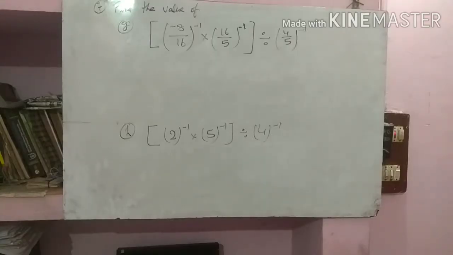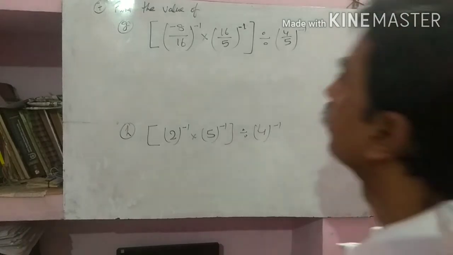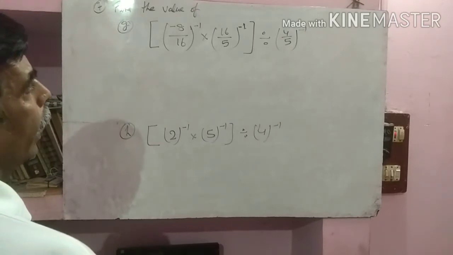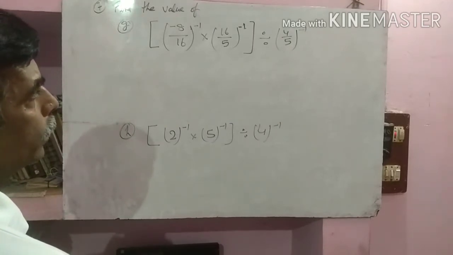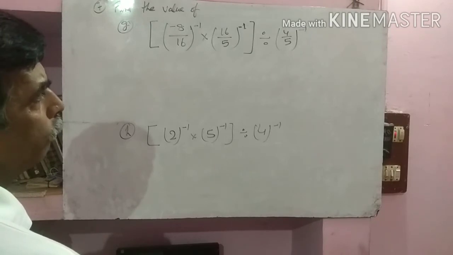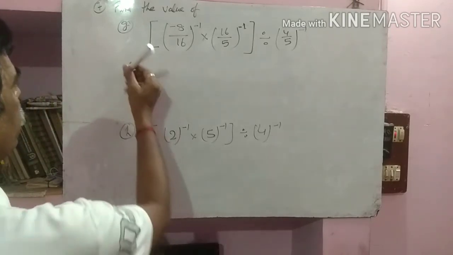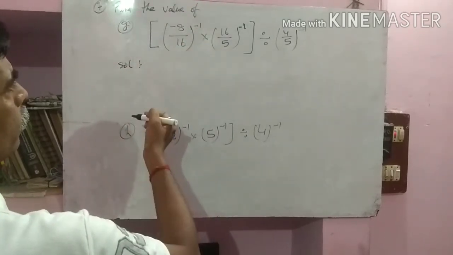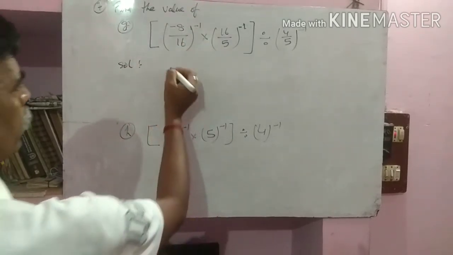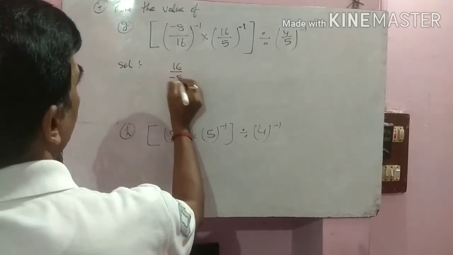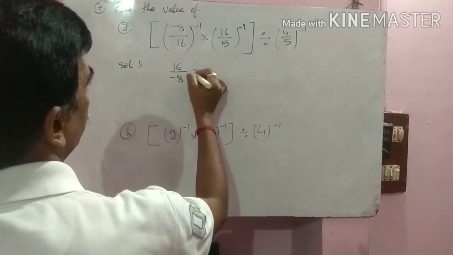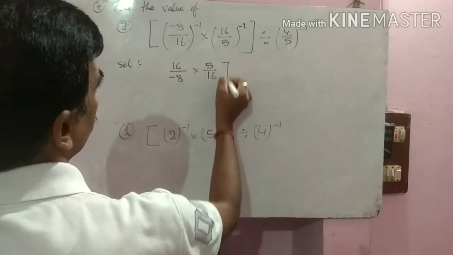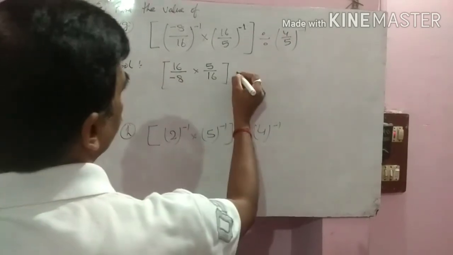The next one is find the value of, the question is given as minus 8 by 16 raised to the power minus 1 and 16 by 5 raised to the power minus 1 divided by 4 by 5 raised to the power minus 1. So in case of solving this type of question, just see the power is negative, so it will be the reciprocal of it. So it will be 16 by minus 8 into, this becomes 5 by 16. Is it?